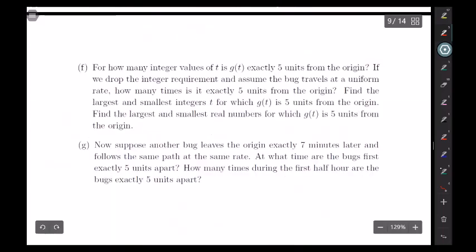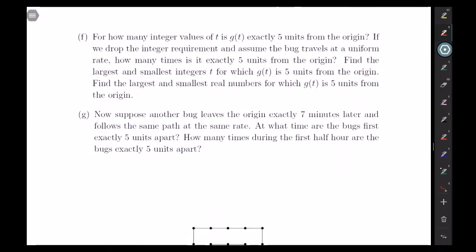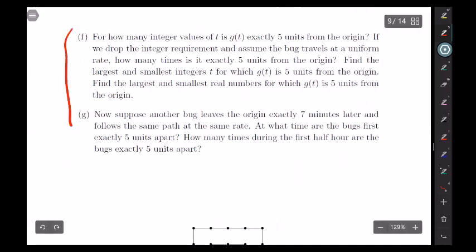Okay. So a couple of other questions. How about this one? For how many integer values of t is g(t) exactly 5 units from the origin?